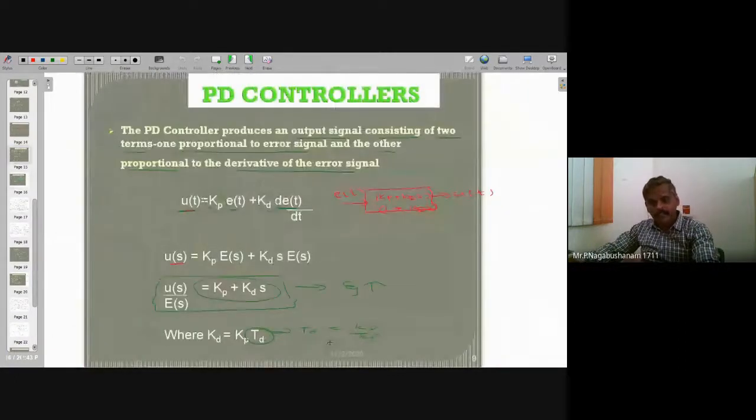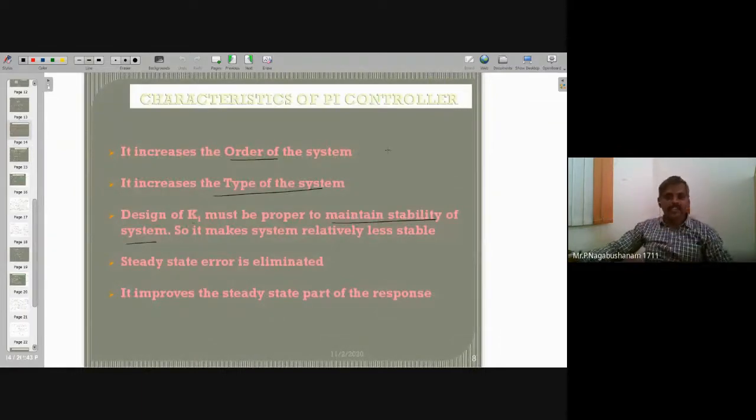That means the relative stability of the system is decreasing. Design of Ki must be proper to maintain stability of the system. So it makes the system relatively less stable compared to a second order system. If you use a PI controller, the system becomes relatively less stable compared to a second order system.